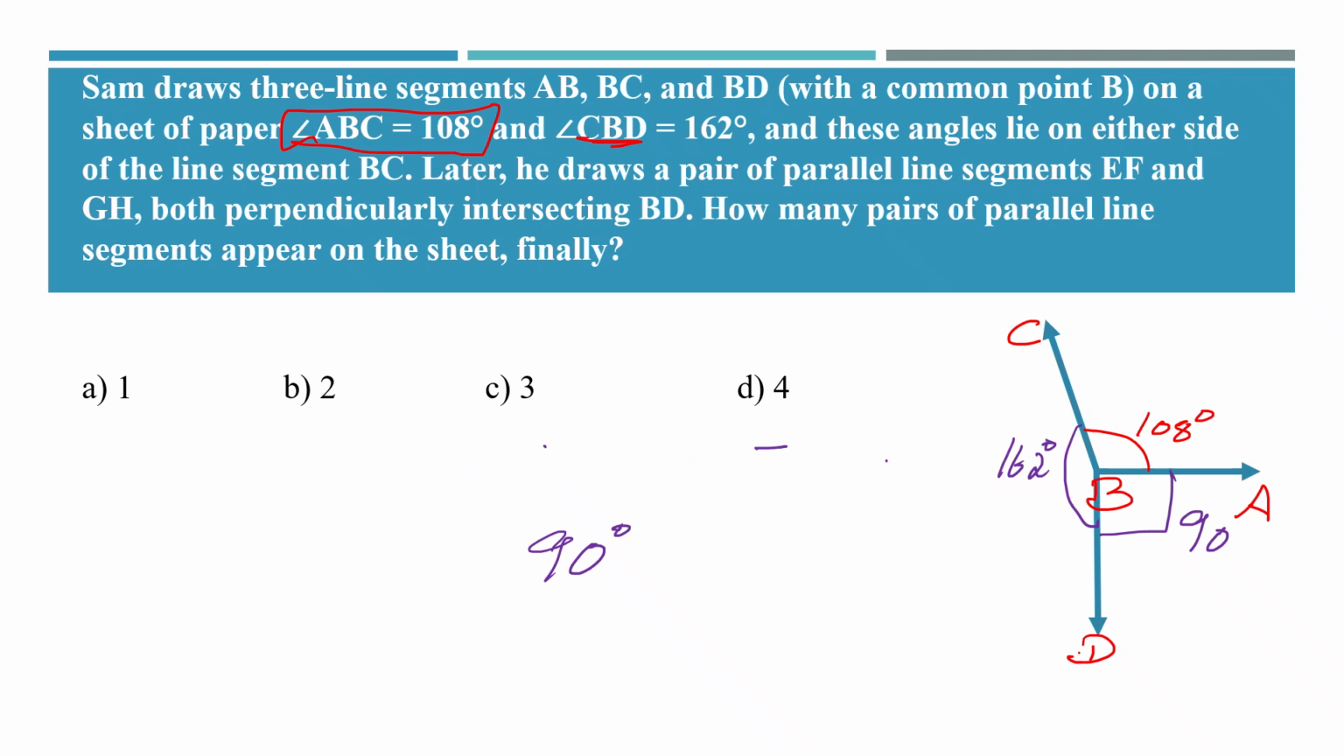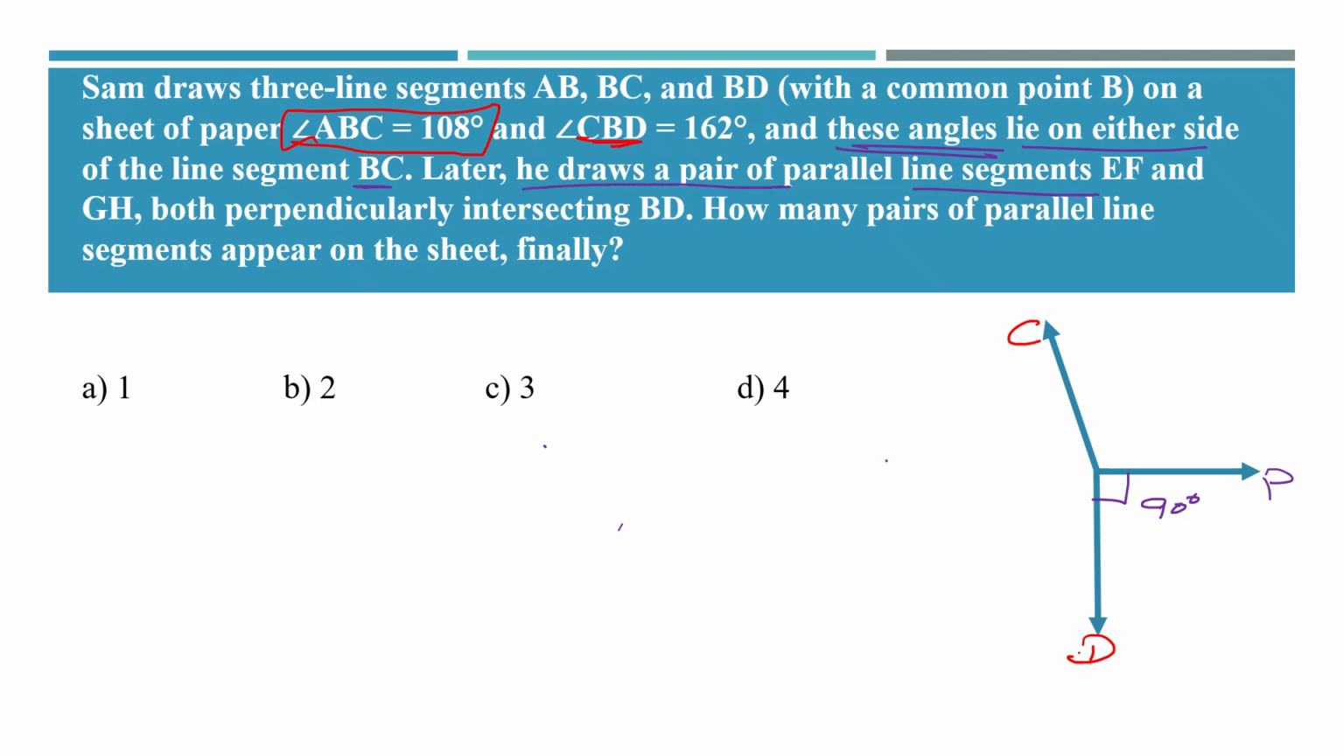Hope you understood that. That's not in the question, but I just wanted to make sure that this angle is going to be 90 degrees. Let's read the rest of the question. These angles lie on either side of the line segment BC. Later, he draws a pair of parallel line segments EF and GH, both perpendicularly intersecting BD. I believe this is B, this is D.